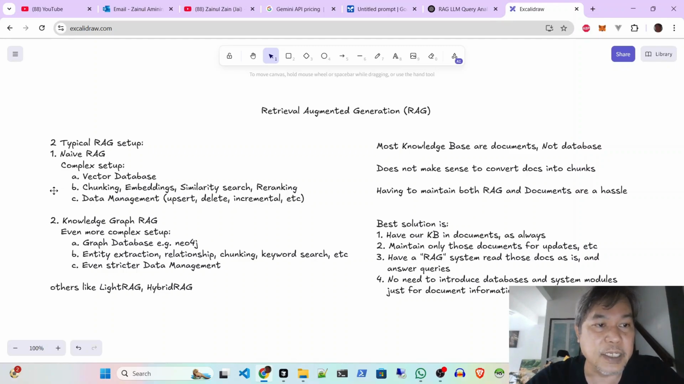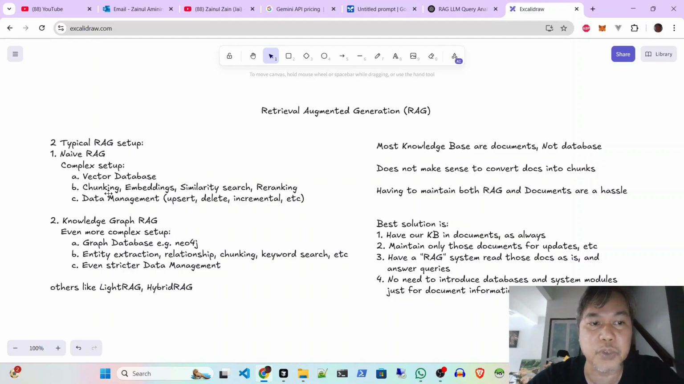But instead, because of the small token context window last time, we are kind of forced to use RAG by chunking, because we want to make sure that the input token stays low, right? So for naive RAG, we need a vector database. Then we need an ingestion module, and in that module we do chunking and embeddings, and then when we do a query, there's similarity search and re-ranking and all that.